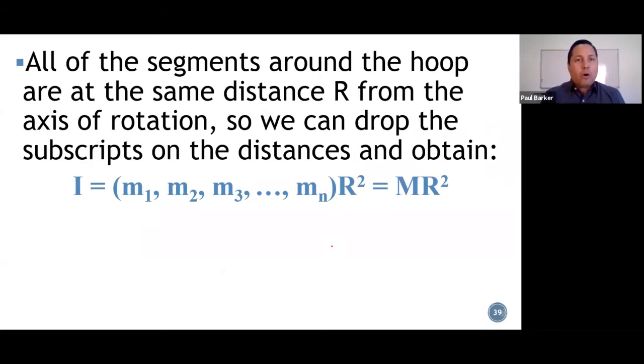Next, all the segments around the hoop are at the same distance r from the axis of rotation. So we can drop the subscripts on this distance and say that m1 plus m2 plus m3 and so on is equal to just uppercase M. So there's our formula for moment of inertia. Quick reminder though, that formula is only for a hoop where most of the mass is on the outside and there's no mass in the middle.